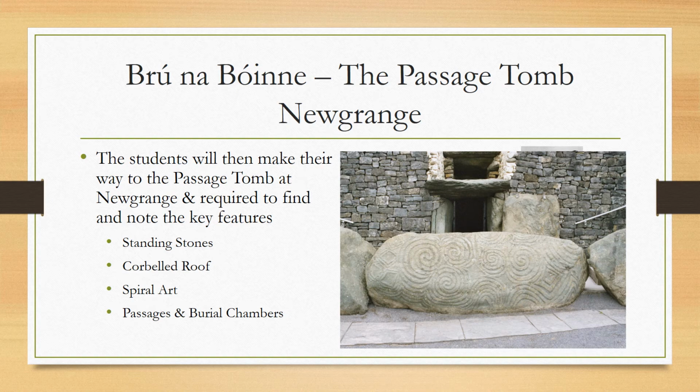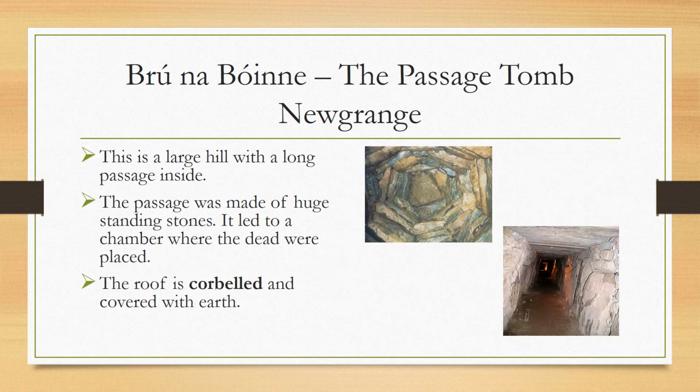When the students reach the passage tomb at Newgrange, they will be required to find and note information on many of the key features, for example, standing stones, corbelled roof, spiral art, passages and burial chambers. To facilitate differentiation, students will be asked to draw or sketch a number of these key features. This will support those students who perhaps are more visual learners. Some of the terminology associated with the study of the Neolithic period, and Newgrange in particular, can be technical or complex, so allowing students to see it firsthand and create their own depictions of them should make these concepts more real for the students.